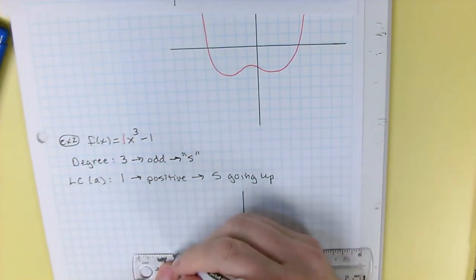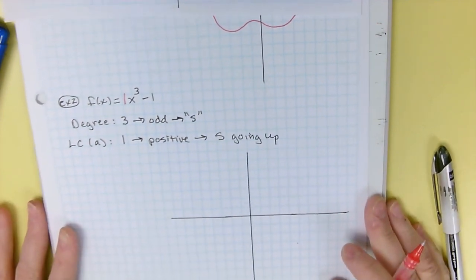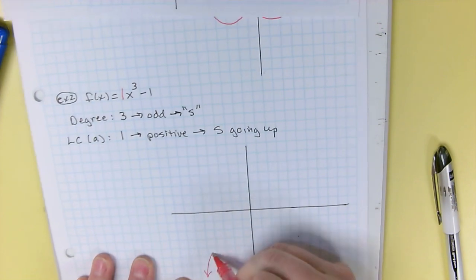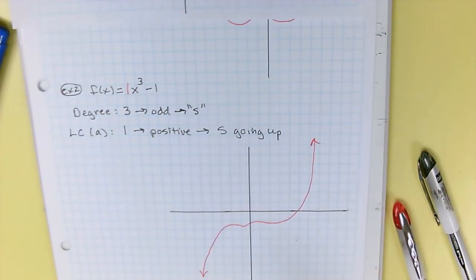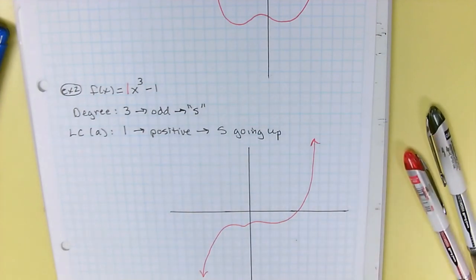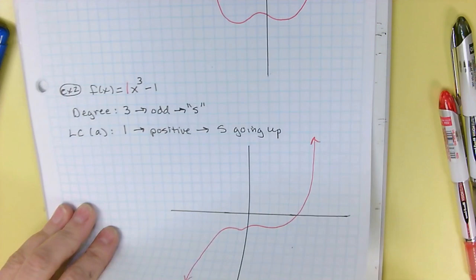So again, draw yourself a pair of axes. If you wanted to sketch roughly what this would look like, it's an S shape going up. So it's probably got some bumps in it and then it heads upward, S shape going up. All right, so that's how you use the degree and the leading coefficient to get an overall shape.